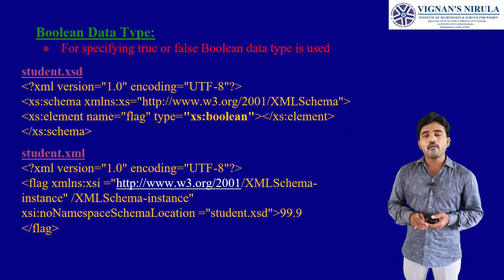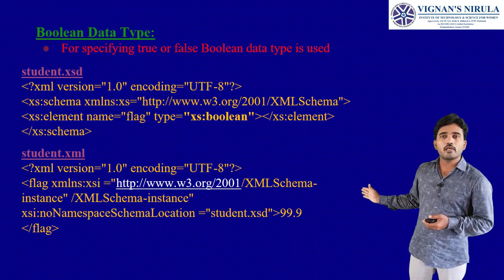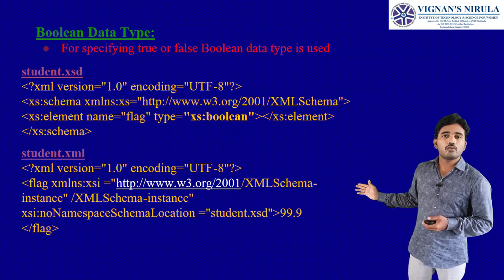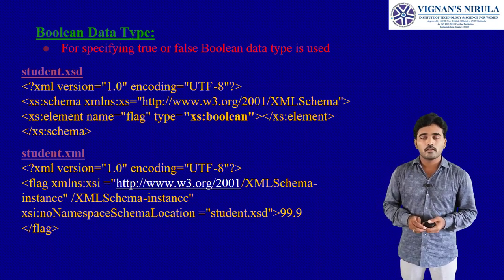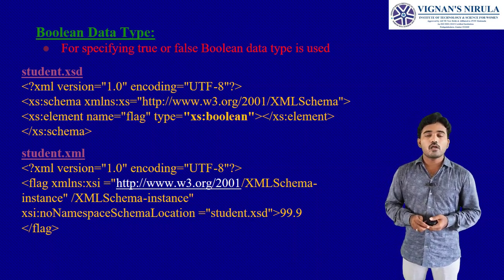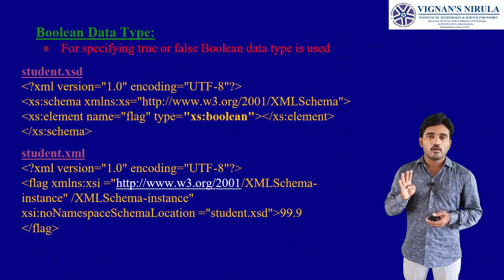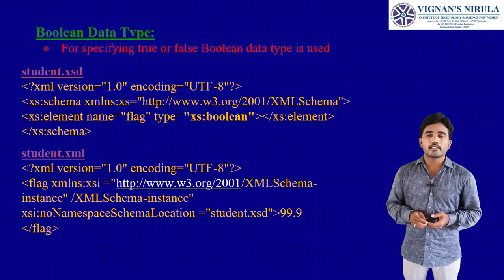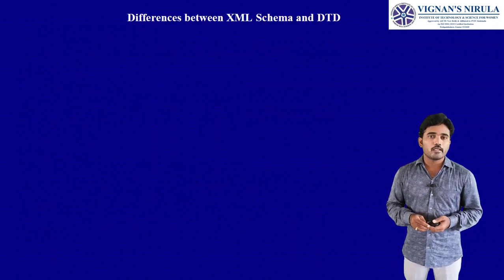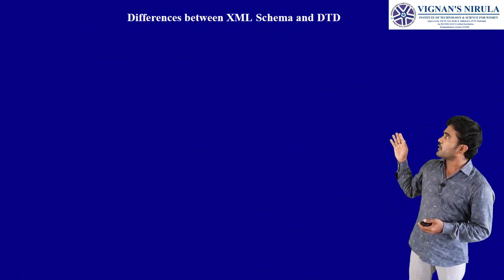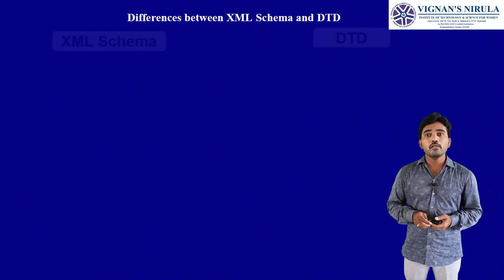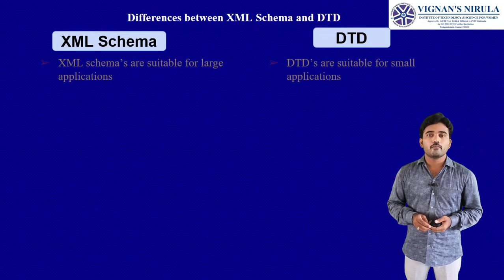Understood? So in the same way, in that student.xml file also you need to define the same element, that is flag, by using the student.xsd file as an instance. So that is all about the data types that this XML schema is defining. Understood? So now let us discuss the differences between XML schema and DTD.